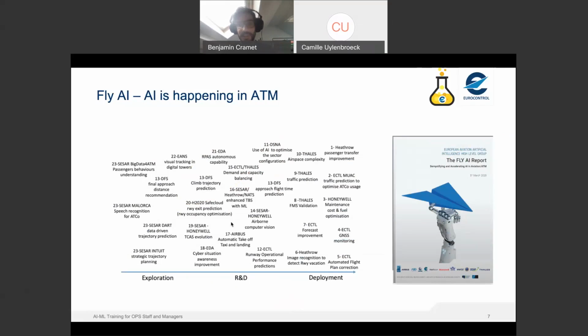Well, it is not completely true. Eurocontrol has developed the Fly AI report that was published at the beginning of the year. In this graph, you see exploration, research and development, and deployment projects. So you see that there are many projects using AI, using machine learning algorithms, that are close to deployment. Have a look at the Fly AI report, which is available on the Eurocontrol website.